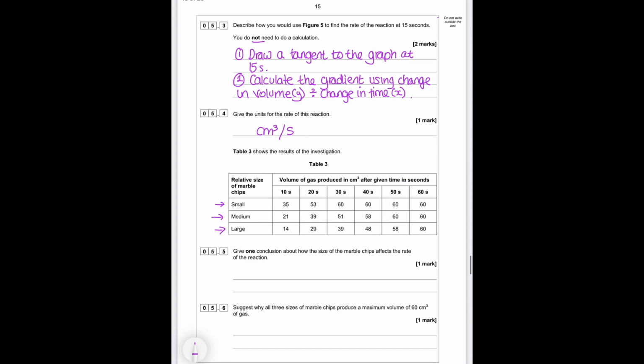And then the question is, give one conclusion about how the size of marble chips affects the rate of reaction. If we take any one of these times, so let's take 10 seconds as an example, we can see that in 10 seconds, the small marble chips produce 35 centimetres cubed of the gas, medium produced 21, and the large only produced 14. So this is showing that the small marble chips produced the most gas in the same time interval. So what this is indicating is the rate of reaction increases as the marble chips get smaller.